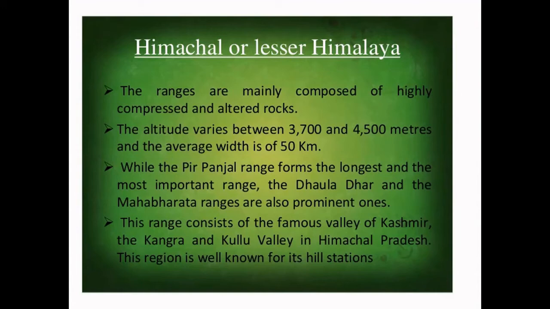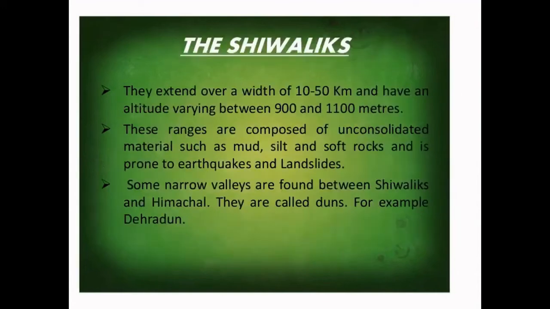Okay, now we'll talk of the last one, that is the outermost range of the Himalayas. It's also called Shivalik. They extend for 10 to 15 kilometers, and again the altitude varies from 900 to 1,100 meters. Now, these ranges are composed of unconsolidated sediments that are brought down by the rivers from the main Himalayan ranges located in the far north.